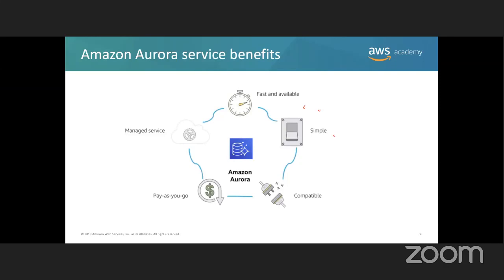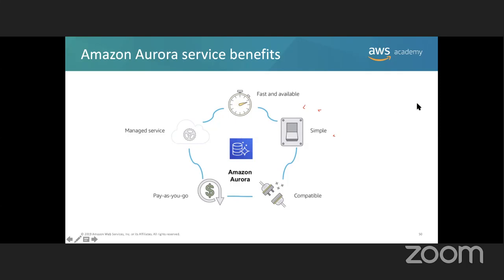So it's a managed service. It's fast and available, right? It is simple, compatible, and pay as you go. Like any other service in AWS, you pay as you go. So it means that you only pay for the services and features that you use. It is a managed service that integrates with features such as AWS Database Migration Service, also known as DMS, right? And the AWS Schema Conversion Tool, which is very useful when you are migrating to the cloud.